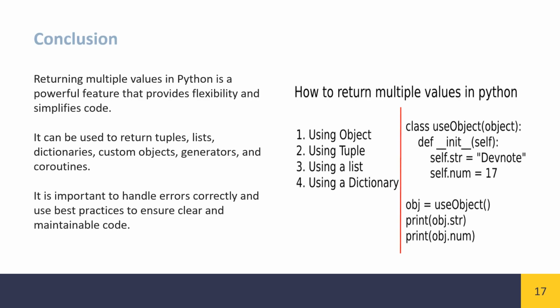Conclusion. Returning multiple values in Python is a powerful feature that provides flexibility and simplifies code. It can be used to return tuples, lists, dictionaries, custom objects, generators, and coroutines. It is important to handle errors and use best practices to ensure clear and maintainable code. And here is the example program for how to return multiple values in Python.